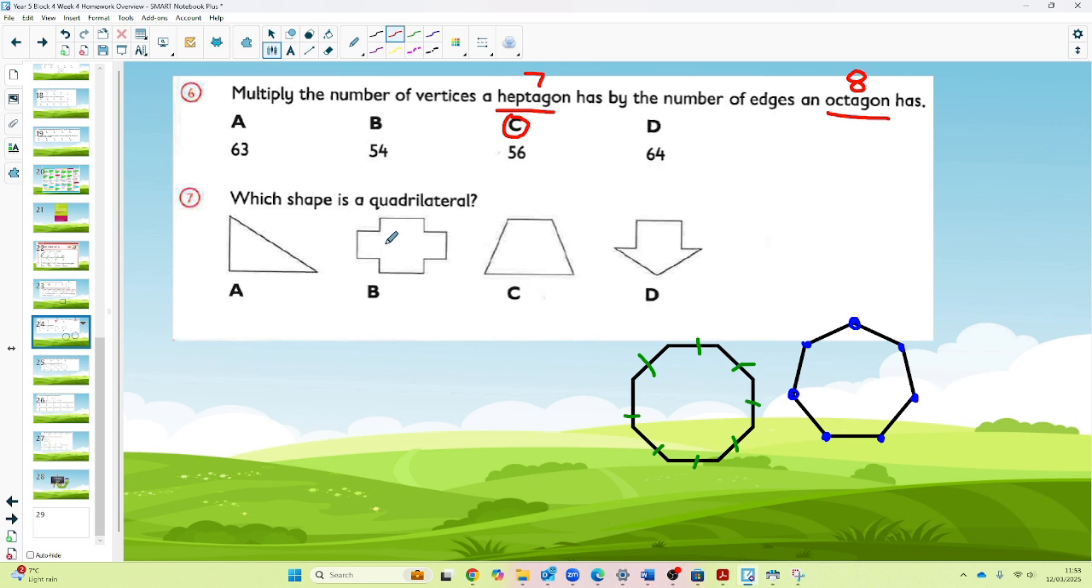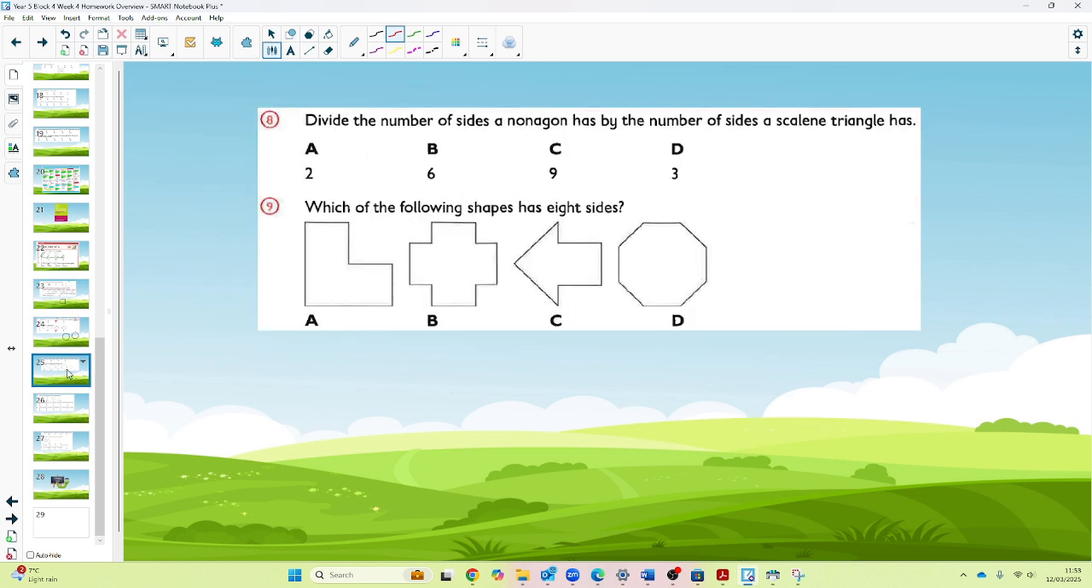Question 7. All quadrilaterals have 4 sides. A trapezium is a 4-sided shape. So this is what we call a quadrilateral. 1, 2, 3, 4. It's a bit like a car windscreen when you look out of it. And it has 1 set of parallel sides. Question 8. Divide the number of sides a nonagon has by the number of sides a scalene triangle has. We were talking about scalene triangles earlier, so of course it has 3 sides, and a nonagon has 9. So it'll be 9 divided by 3 to give me 3.